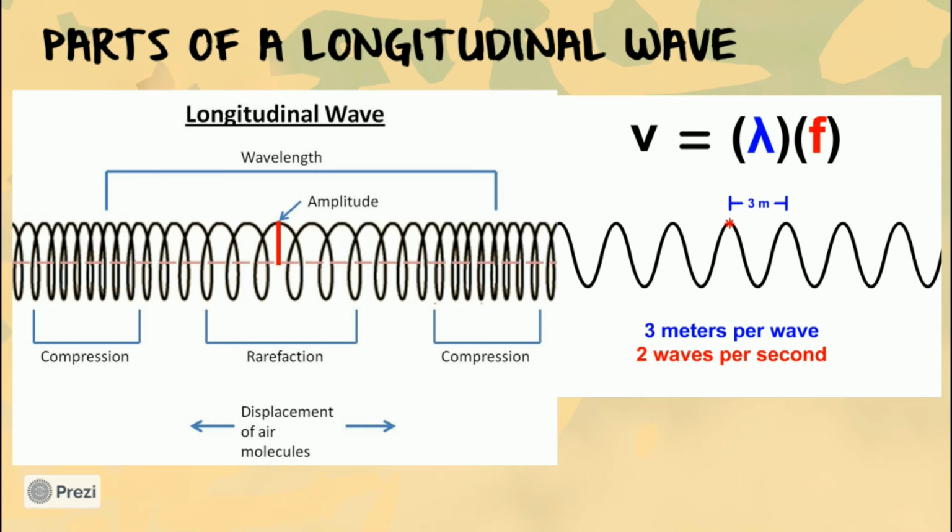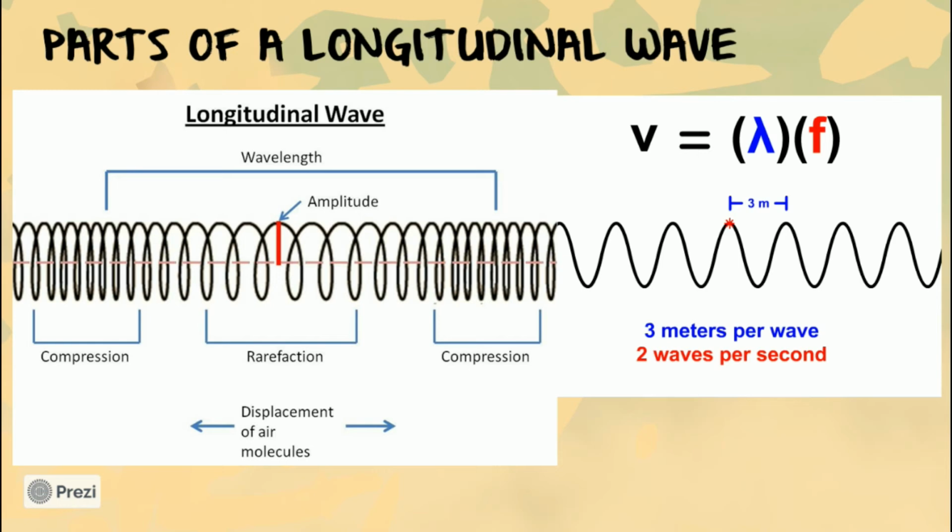So, like in the transverse wave, the longitudinal wave also has amplitude, which is again the maximum amount of displacement of a particle on the medium from its rest position. And also, we have compression and rarefaction. In the transverse wave, we have crests and troughs, right? But here in longitudinal wave, we have compression and rarefaction.